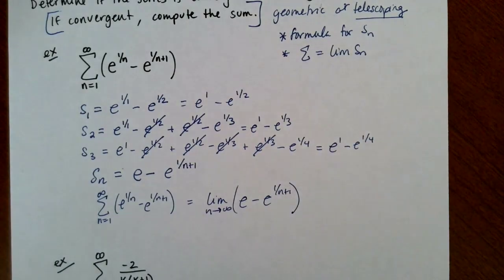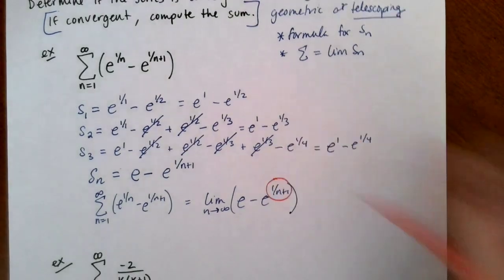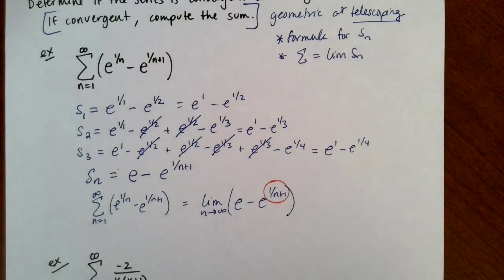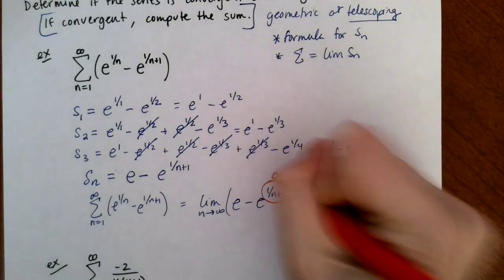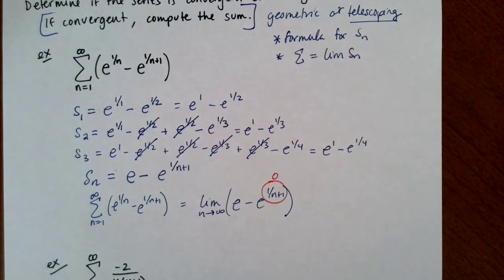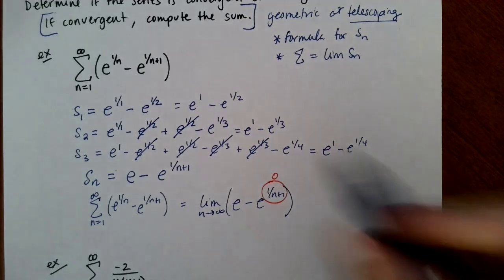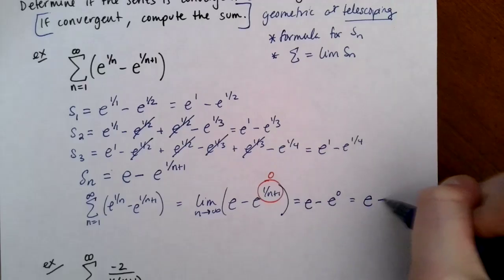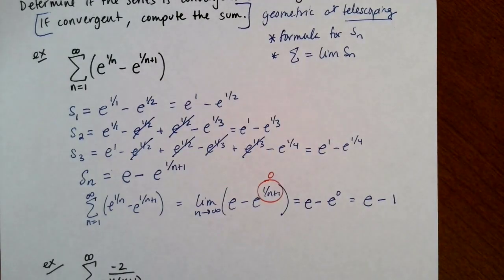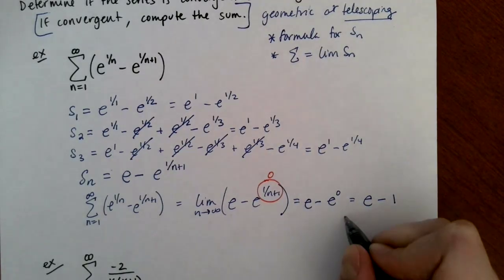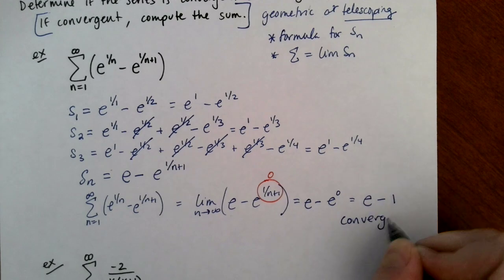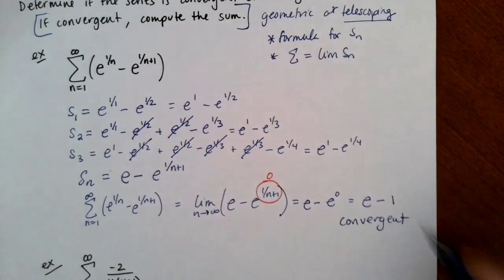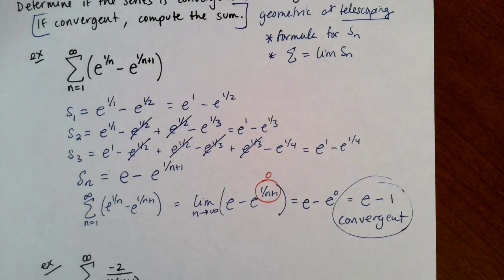All right, so overall, I don't really know what this graph is doing, but if I zoom in on the 1 over n plus 1 situation, I know that part will go to 0. So my final limit will be e minus e to the 0, which is e minus 1. So because this came out to a number, we can also conclude that the series was convergent and equals e minus 1.